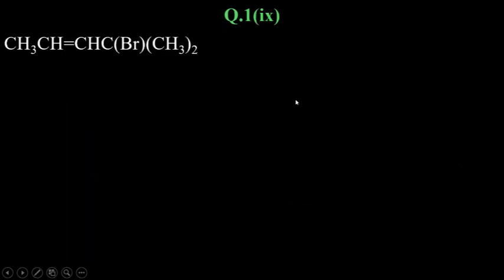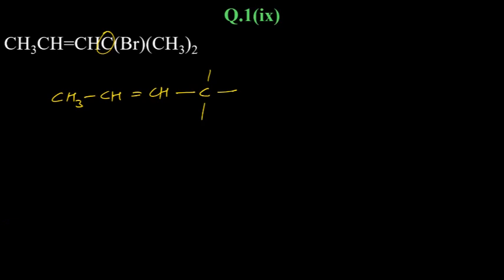Okay. Next. Again, it has the double bond. So it will not be simply alkyl halide. CH3, CH double bond CH. And then there is carbon, this carbon. And see, there is no hydrogen. It means there will be four different groups attached. So one is bromine and remaining two are CH3.